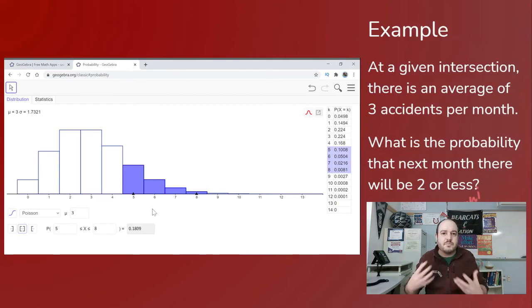So you can mix and match your questions here, but at the end of the day, this makes Poisson questions extremely easy. All you need to know is the mean for the given situation you're working with, and you need to know what range of x values you're looking for. And that's it. That's all you need to know in order to do a Poisson distribution on GeoGebra.